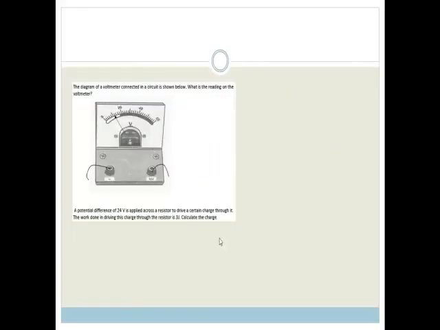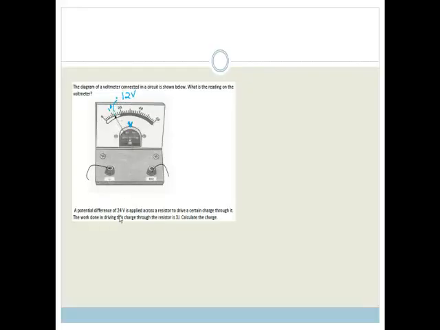Moving on. Now it says, the diagram of the voltmeter connected in the circuit is shown below. What is the reading on the voltmeter? So we can see that it goes from 0 to, it's in volts, it says volts here, so we know it's volts. Okay, and it's 20, 40, 60, which means that this here must be 10. So every one of these must be worth, let's think about it. If that's 10, that'll be 12, 14, 16, 18, so therefore that is measuring 12 volts.